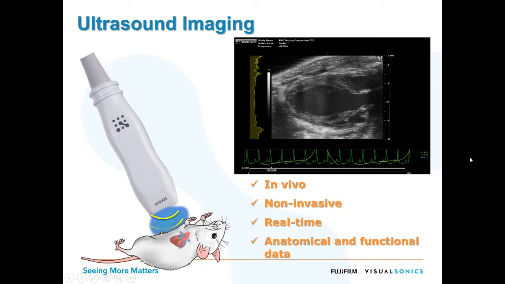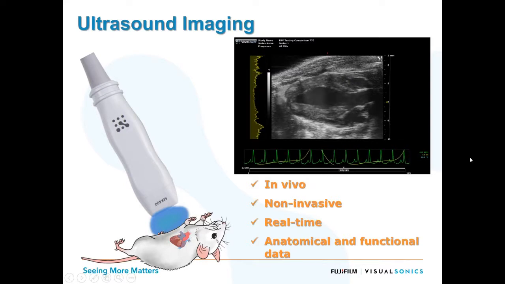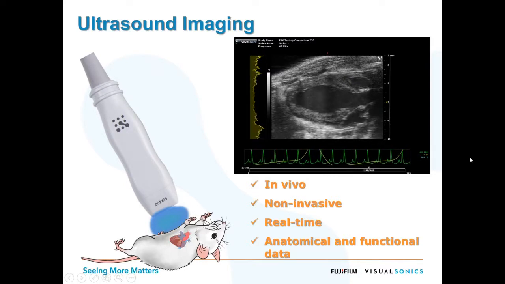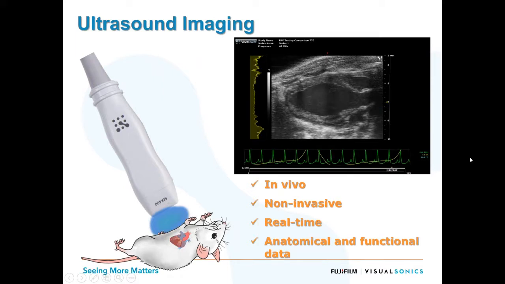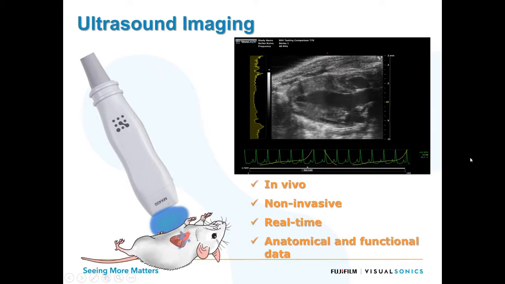So as we all know from using ultrasound, it is an in vivo non-invasive tool to measure real-time changes in function. Especially when it comes to cardiology, we can see the anatomy very clearly because of the high resolution ultrasound transducers that we use, and we can get a lot of functional data.